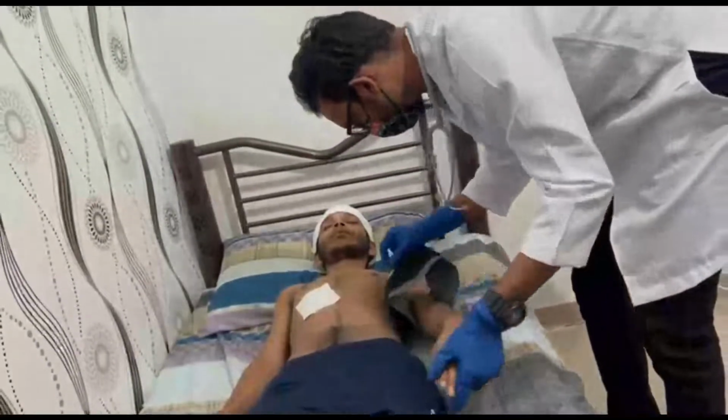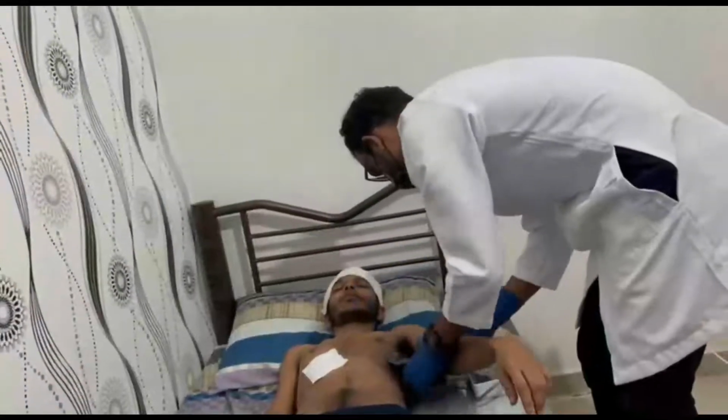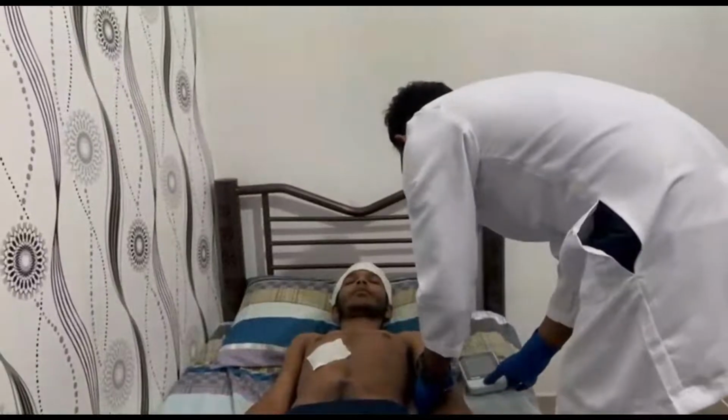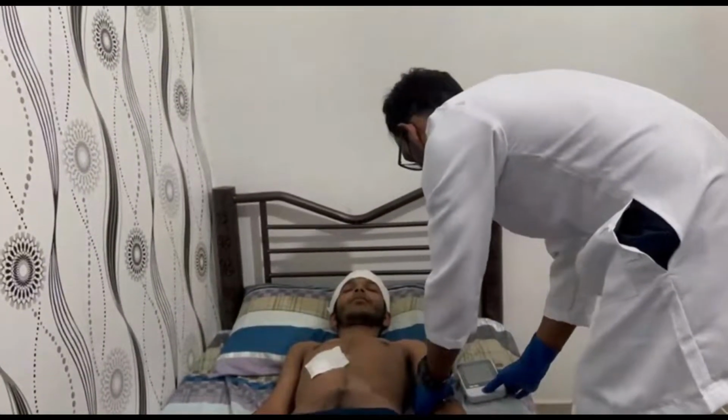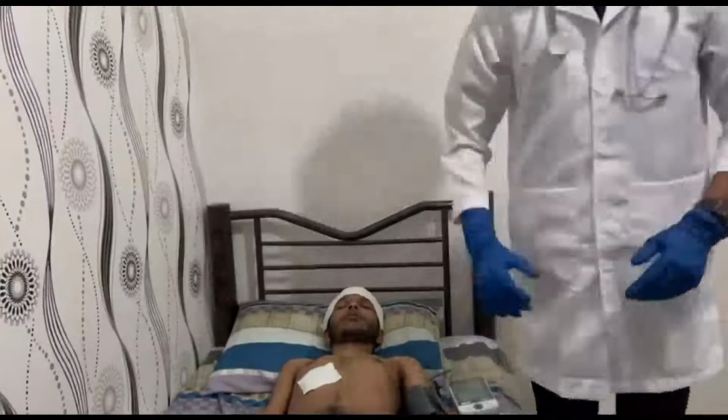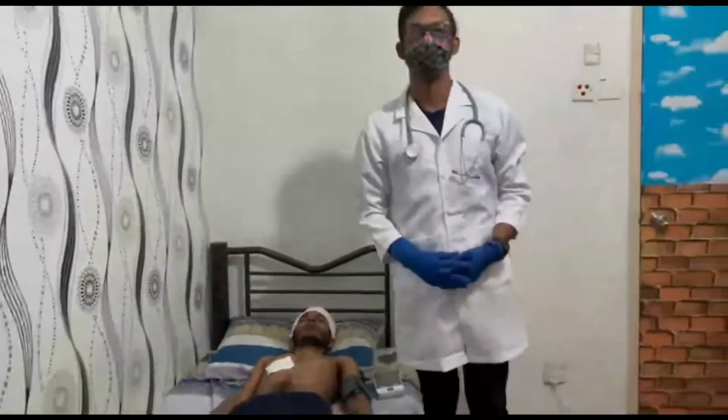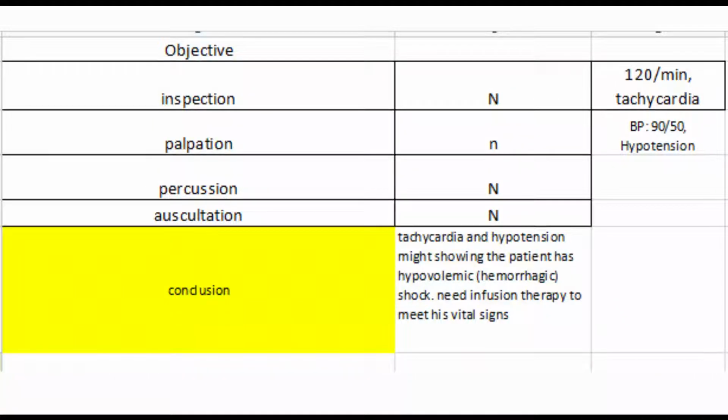The blood pressure of the patient was 90/50, which indicates that the patient has hypotension. In conclusion, we can see that the patient has tachycardia and low blood pressure. This might be due to hypovolemic shock. The patient needs infusion therapy to restore his vital signs.